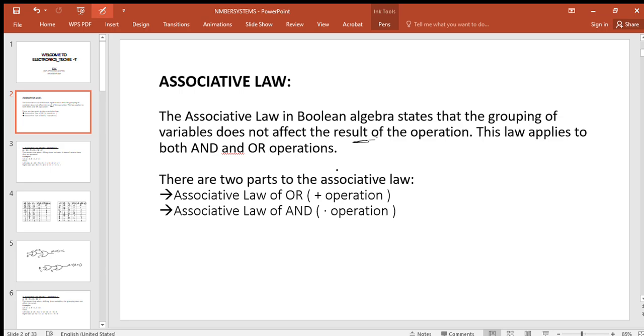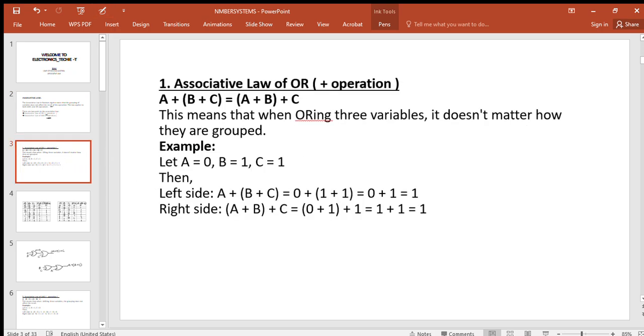In this associative law there are two parts. One is the associative law of OR. OR, we know, is nothing but the addition operation, and the second one is the associative law of AND. AND is nothing but the multiplication operation. We represent them with symbols like this. So let's look into these two deeply, with some examples.